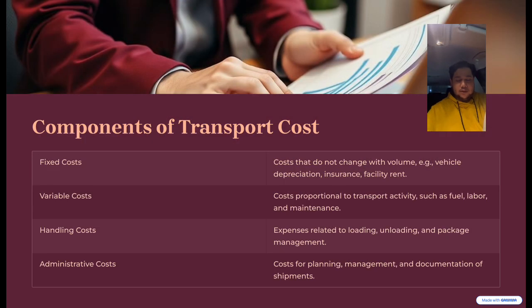So the slide number 6 is components of transport costs. There are 4 types of costs. The first one is fixed costs, costs that do not change with volume. Examples are vehicle depreciation, insurance and facility rent. Number 2 is variable costs, costs proportional to transport activities such as fuel, labor and maintenance. Number 3 is handling costs, expenses related to loading, unloading, and package management. And number 4 is administrative costs, costs for planning, management, and documentation of shipments.